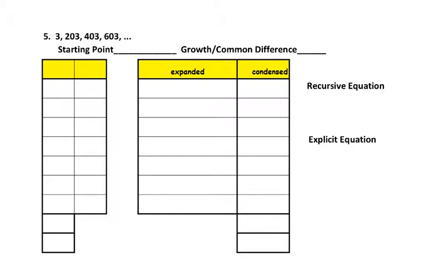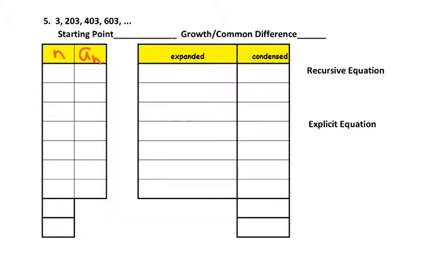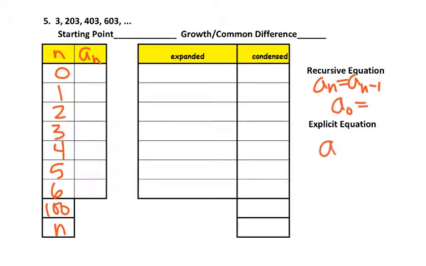So looking at this, okay, again, we can fill all this part in because we know that's what it's going to look like. Okay, a sub n equals a sub n minus 1, and a sub 0 equals, and then a sub n for our explicit equation. So you guys should have already taken a look at this one. If not, pause it now. If so, let's move on.